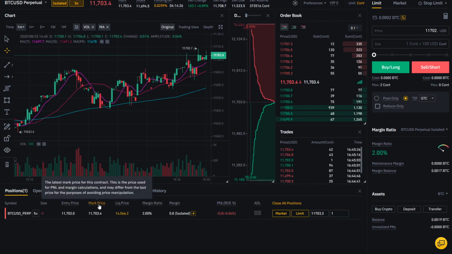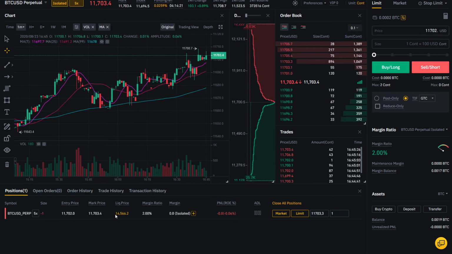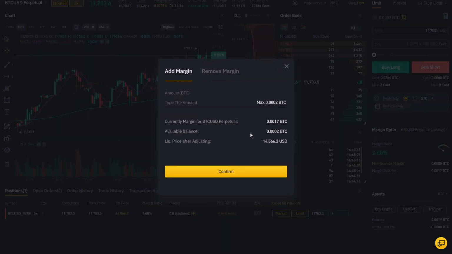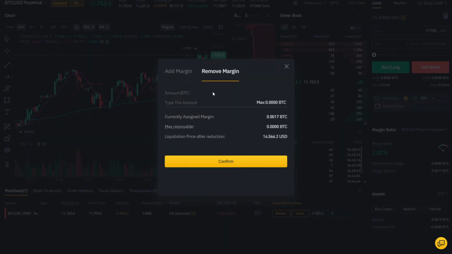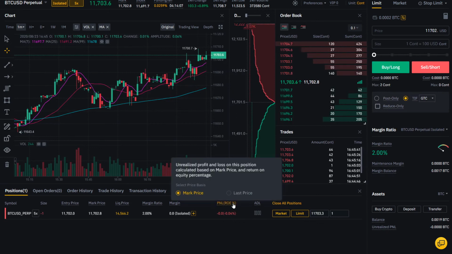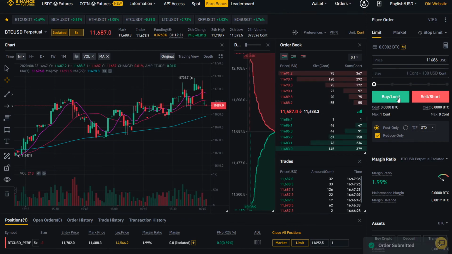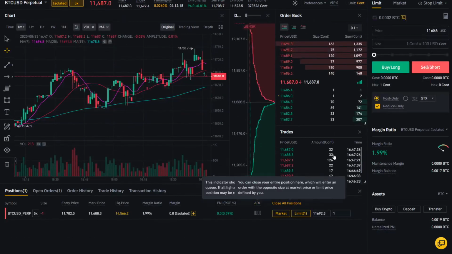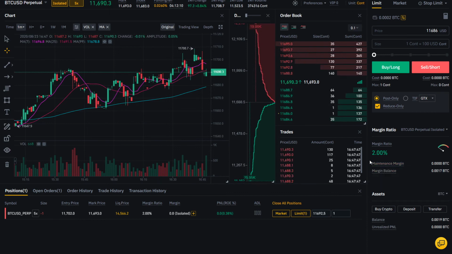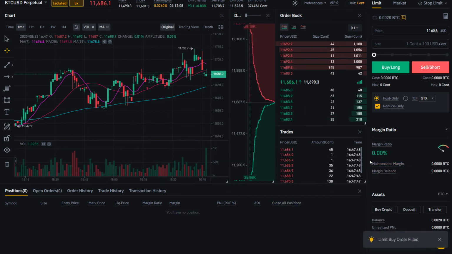Here we have the entry price, mark price, the all-important liquidation price, and so on. Here you can add or reduce margin to change your liquidation price according to your strategy. The P&L is your current profit or loss. Right now I'm losing 0.03% and the market is starting to fall, so I will prepare my buy order to close my position. This is my little order right here. Oh, it's going up. Alright, it got filled and there you have it.